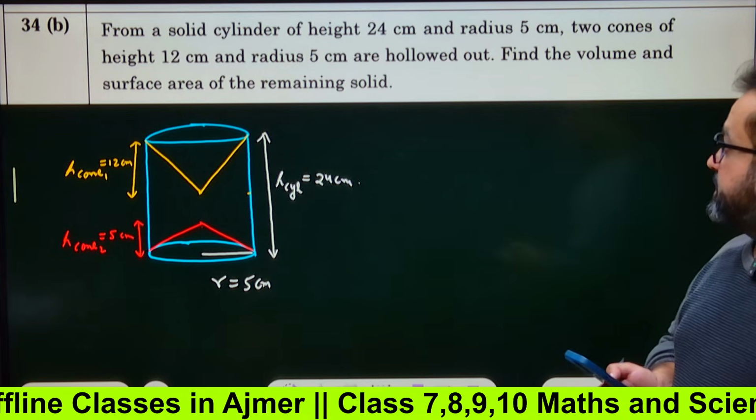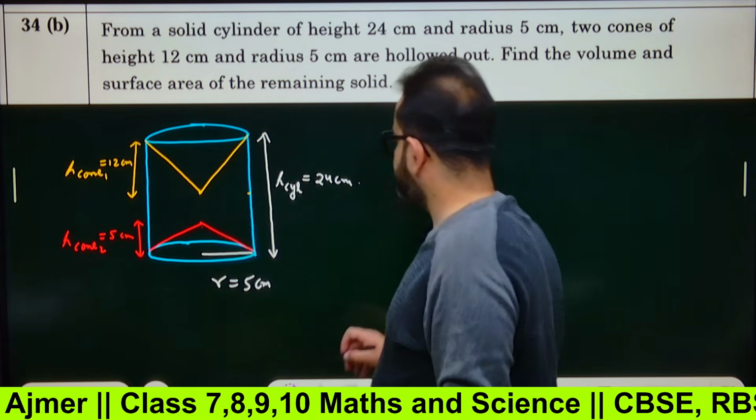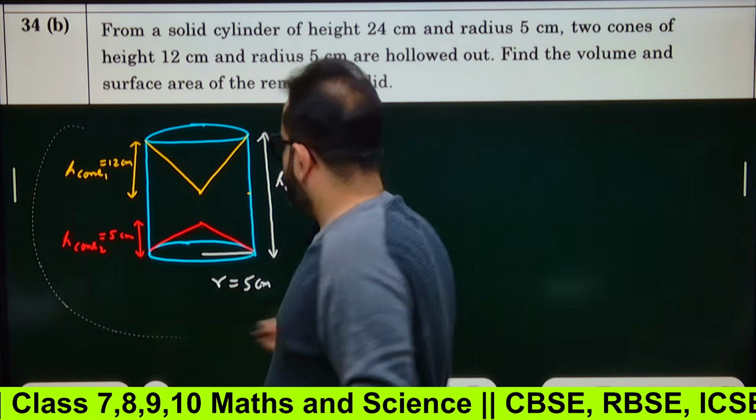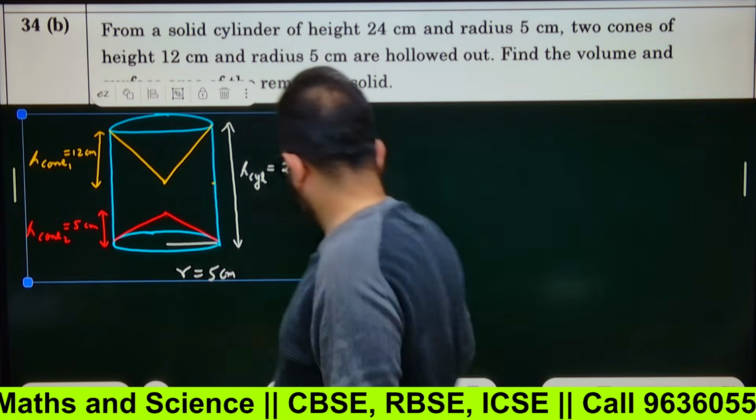From a solid cylinder, height this. Find the volume and surface area of the remaining solid. First we'll find volume. Volume of remaining solid.